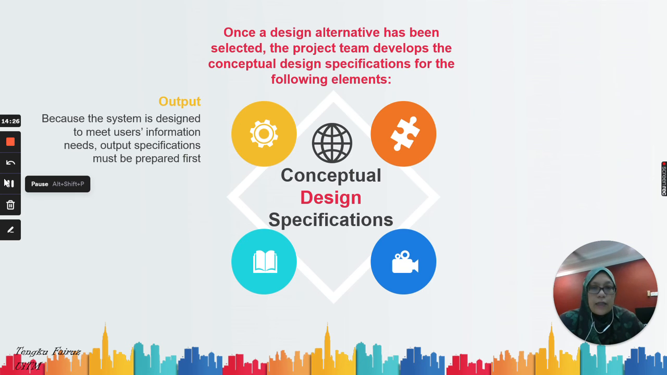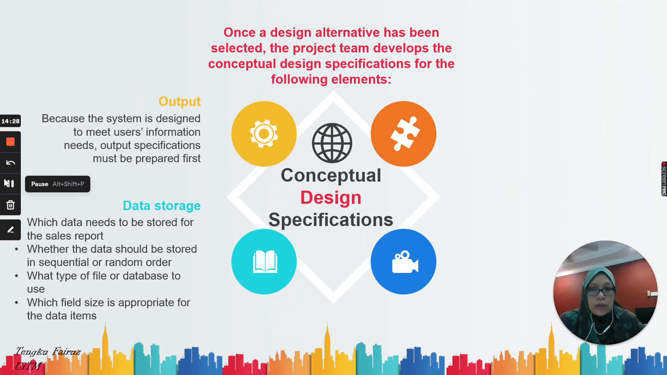Then the next element is data storage. Which data needs to be stored? Okay, so kalau let's say tadi relate to the store sales, so data apa yang perlu relate to sales report, ataupun berkaitan dengan store sales just now that we discussed dalam Shopper Smart. Okay, and then whether the data should be stored sequentially or in random order, what type of file or database to use. Okay, field size dia macam mana. So those are the things related to data storage. So dia kena inform, prepare, okay, this specification.